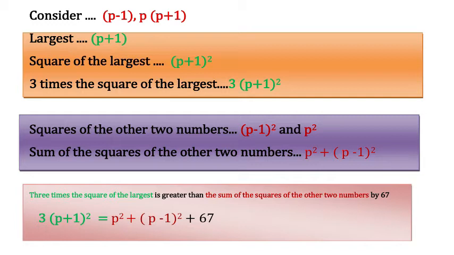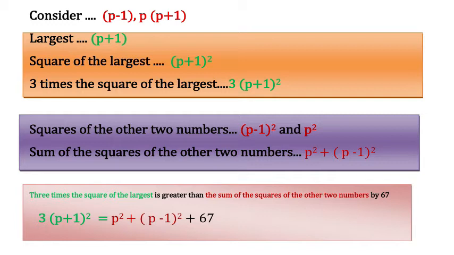In the question it is said 3 times the square of the largest. Among the three values, which is the largest? That is p plus 1. What would be the square of the largest? p plus 1 whole square. 3 times the square of the largest means 3 into p plus 1 whole square. Keep this in your mind.